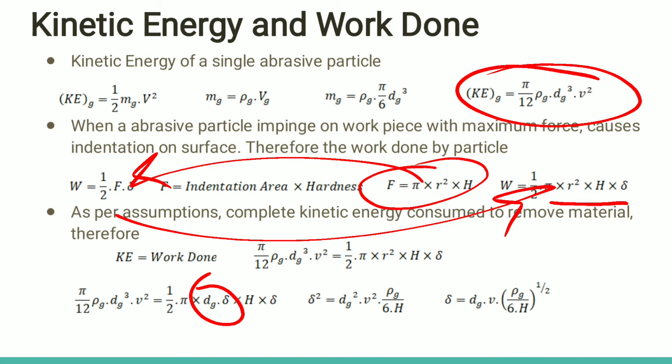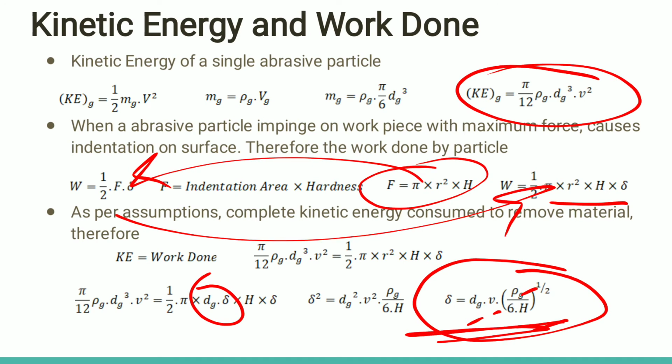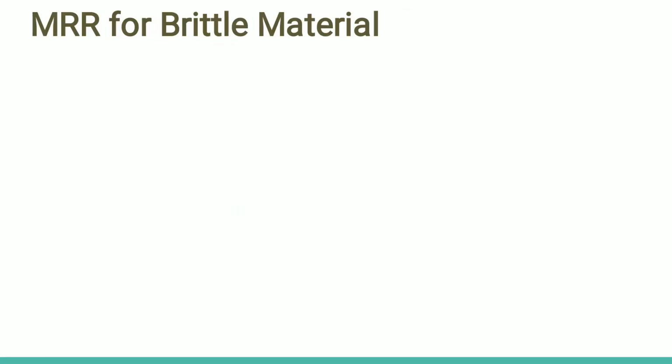So this is the value of delta, meaning the indentation value in terms of dg, velocity, rho g and h. Why have we found this value? Because I will tell you when we calculate this MRR in the next slide. If there is a value of delta, then we can replace that delta with the help of these values, so that we can get different formulas. Next is the material removal rate for the brittle material.